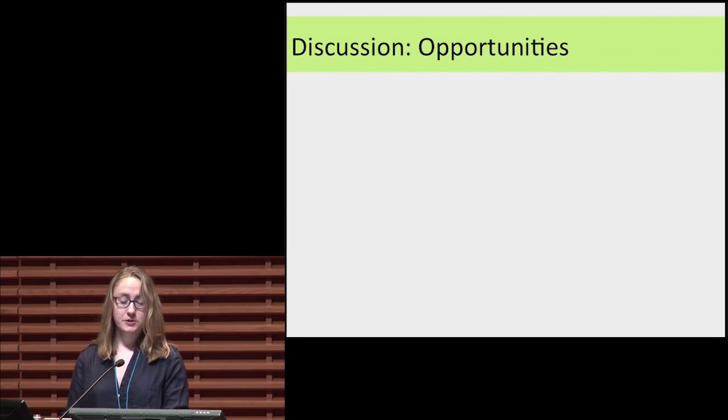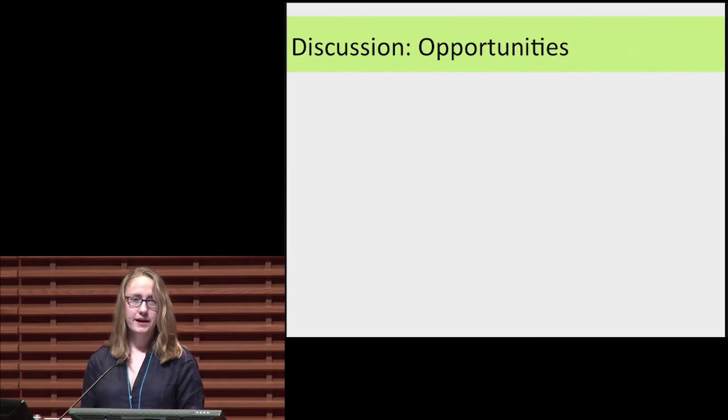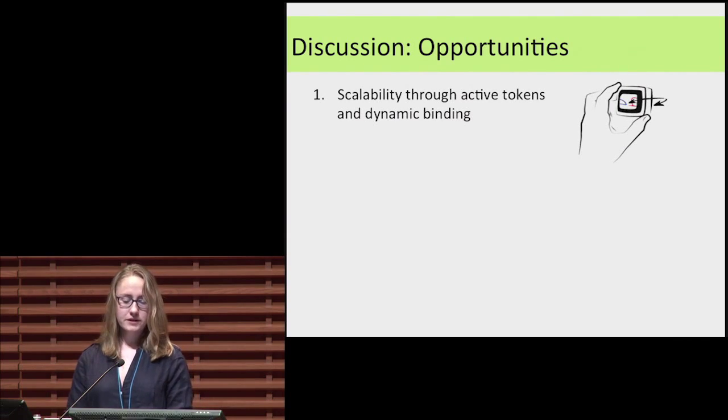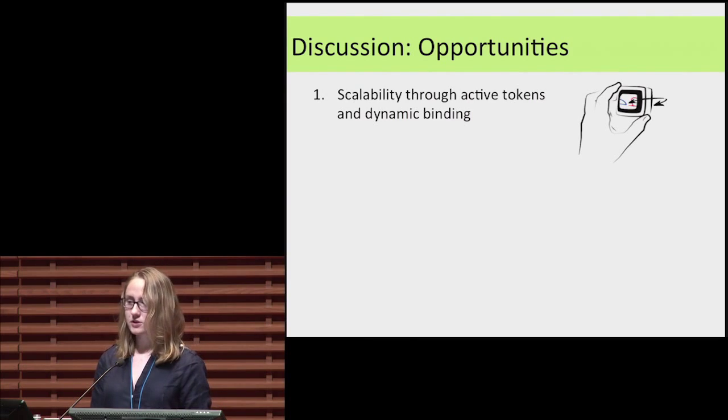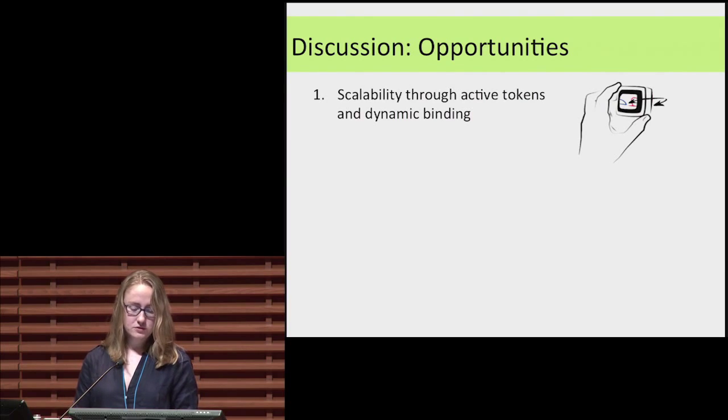We also discussed the opportunities of applying tangible interaction with active tokens to the realm of database exploration and the formation of complex queries. One of the opportunities is scalability. With dynamic binding, we can represent a large number of things with just a small number of tokens. In our case, even 3,000 maybe. Also with dynamic binding, if users want to, in the course of interaction, change the meaning of a piece, they can.